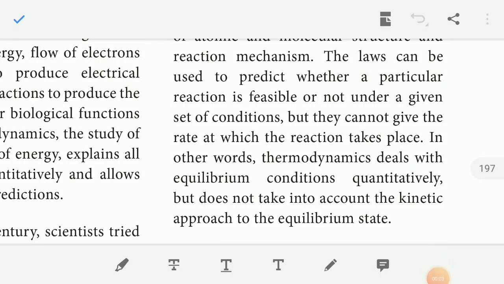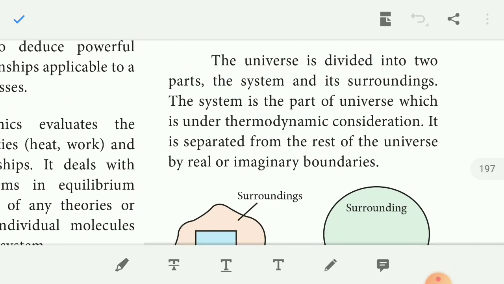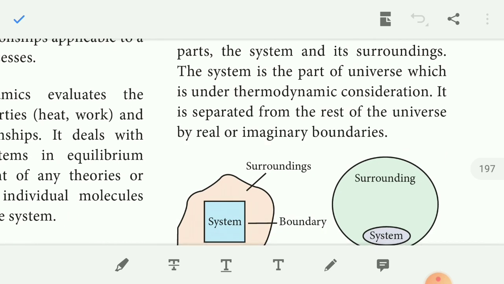Next topic, system and surrounding. Before studying the laws of thermodynamics and their application, it is important to understand the meaning of a few terms frequently used in thermodynamic processes. The first topic is system. The universe is divided into two parts: system and surrounding. First, system. The system is a part of the universe which is under thermodynamic consideration. It is separated from the rest of the universe by a real or imaginary boundary.